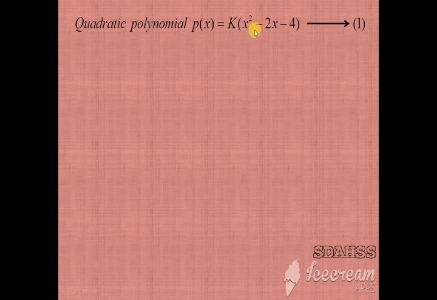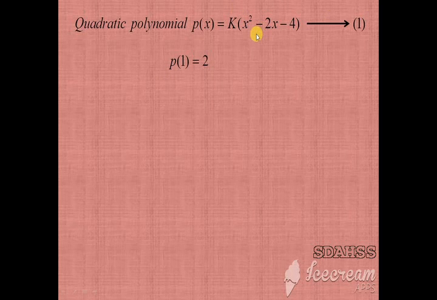K into the quadratic equation x square minus 2x minus 4. P of x is equal to k into x square minus 2x minus 4. Mark it as number 1. But in the question they have given p of 1 is equal to 2. So you have to substitute x is equal to 1 in the quadratic polynomial.